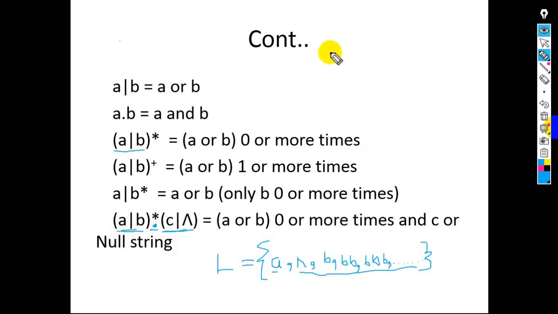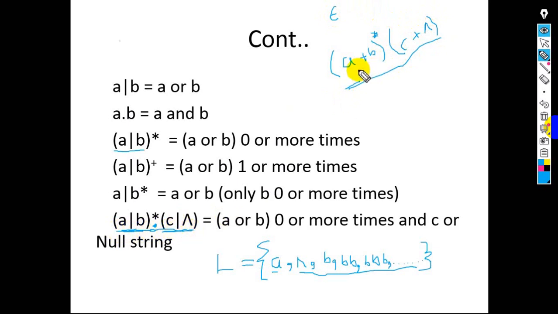So in general we can say like this: (A plus B) whole star, and C plus null string. Null string can be represented by this one, we can also represent it by the epsilon sign. Okay, so this is the general form, the second form of this regular expression.